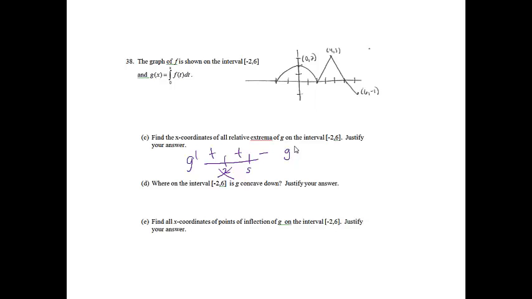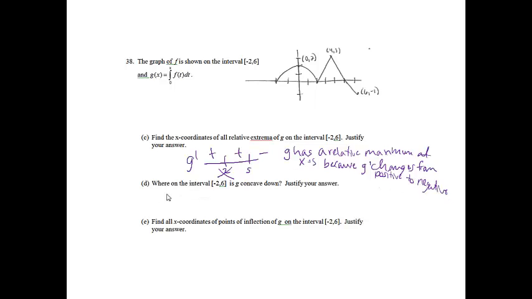But I would say that g has a relative maximum at x equals 5, and that would be because g prime changes from positive to negative.